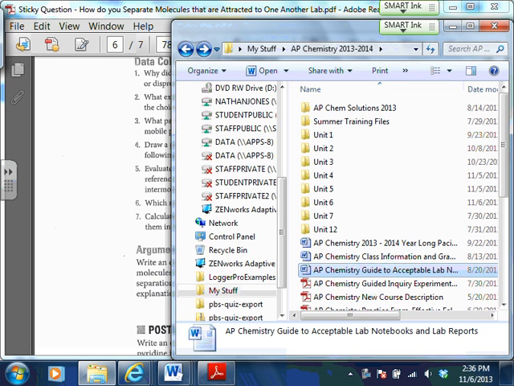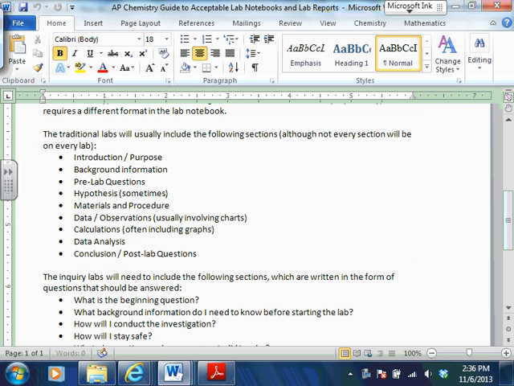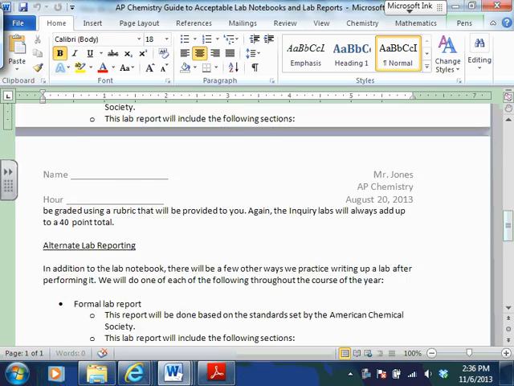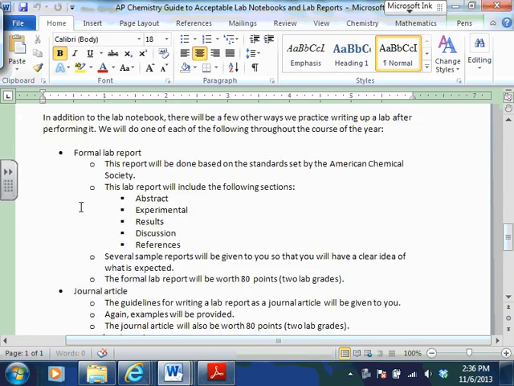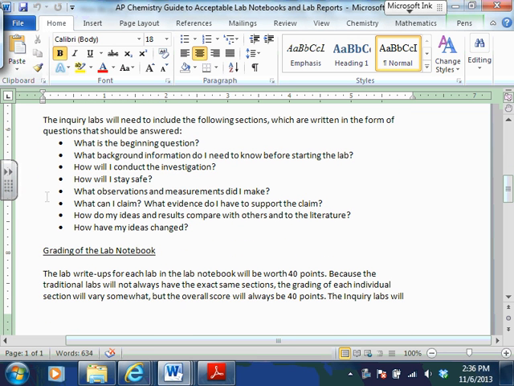All right, so what is this doing? Oh, there we go. So we are to, probably, what observations and measurements did I make. Then we've got what can I claim, what evidence do I have to support the claim, how do my ideas compare with others in the literature, and how have my ideas changed.